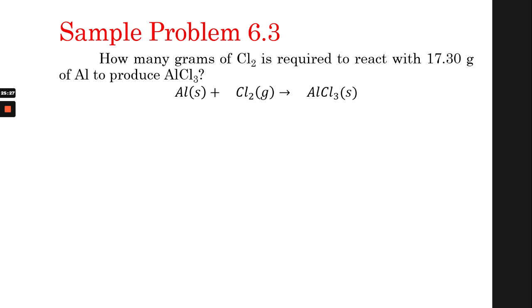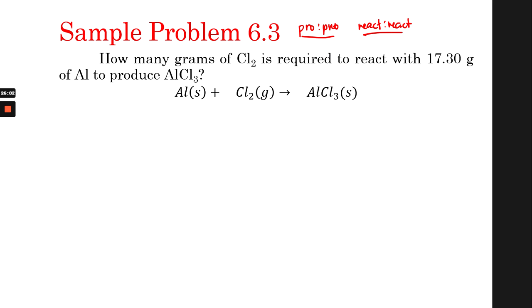How many grams of chlorine are required to react with 17.30 grams of aluminum to produce AlCl3? A lot of situations in stoichiometry are not only a relationship between reactants and products. It can also be a relationship between a product and product, or even reactant and reactant. You can still create this smaller relationship. It's not always reactant to product.